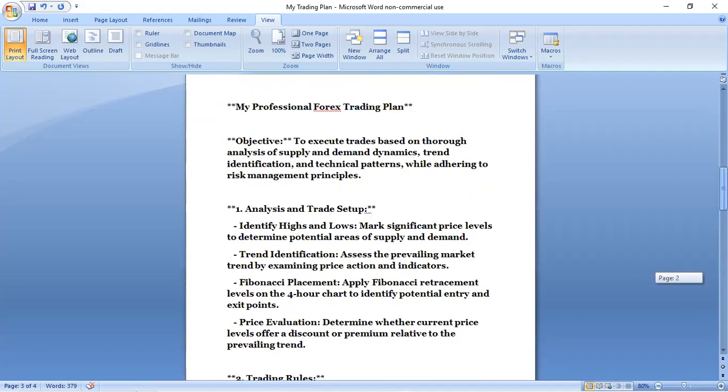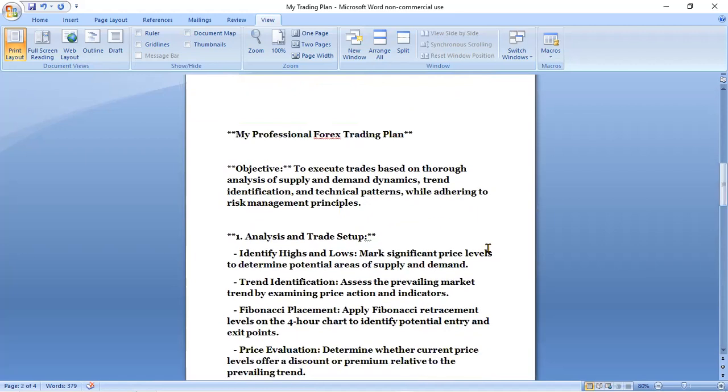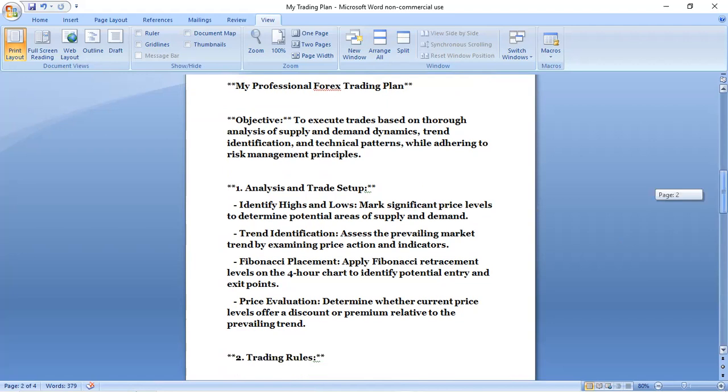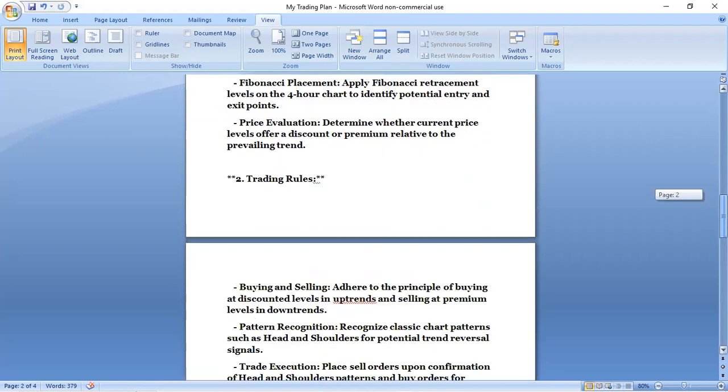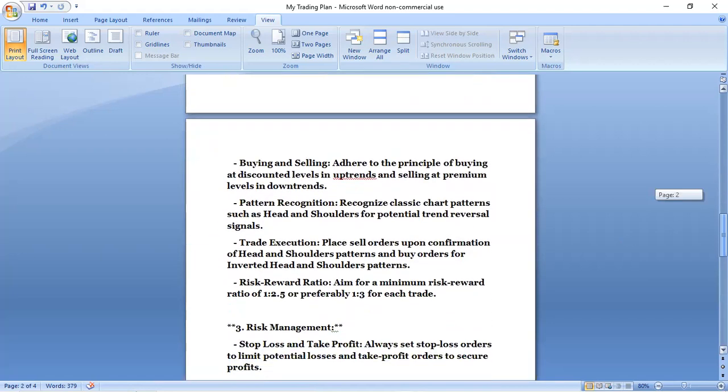And again, you could create your own. You could use this one. Feel free to do so. There's no patent on this. But this is a framework and a roadmap to help me execute my trades, and hopefully it'll help you as well, because these are things you've got to adhere to and follow going forward.